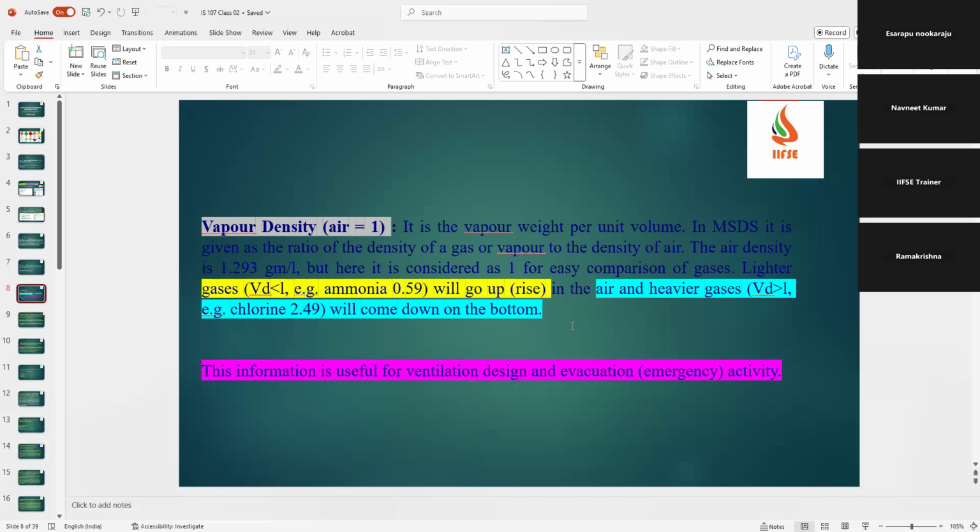The lighter gases, when I say lighter gases, ammonia, which is 0.59, what will happen? It will go up. The heavier gases, like chlorine and LPG, will come down. When we say come down, where will it settle?